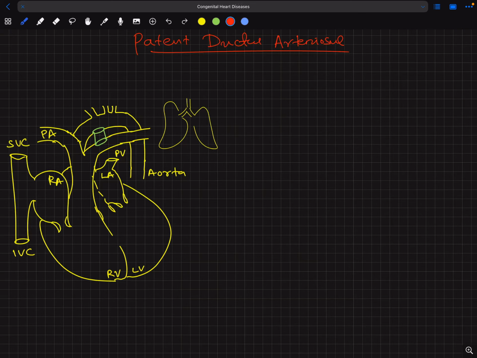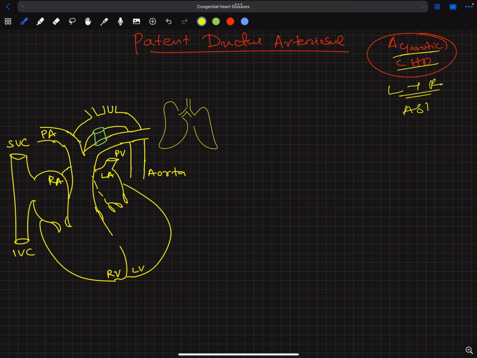So we are going to discuss patent ductus arteriosus. Patent ductus arteriosus is an acyanotic congenital heart disease. And regarding the other types of acyanotic congenital heart disease, we have discussed that in acyanotic congenital heart disease there is presence of left to right shunt, that is ASD, VSD and PDA.